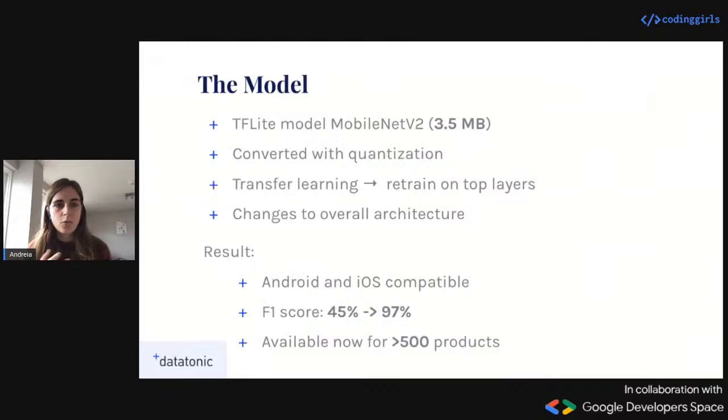So you can now take a deeper look at the model itself. As I said, we converted this model into a TensorFlow Lite format, which fulfills our requirement to have a small model, which is great. It now takes 3.5 megabytes. We also applied some more advanced techniques on top of it, like quantization and transfer learning, which makes it easy to have a performant model in these conditions. As a result, we have a model which works both in Android and iOS. We improved the F1 score greatly from 45 to 97, which is really good. And it now works for more than 500 bathrooms.